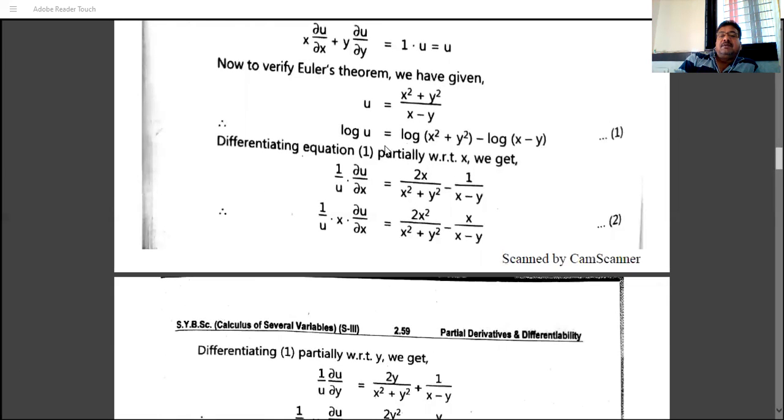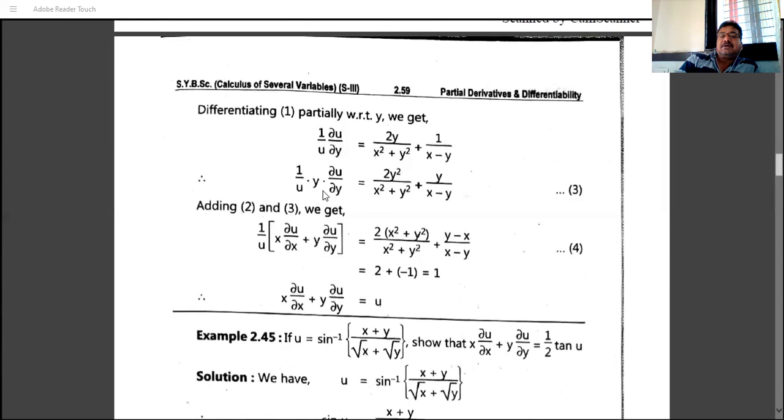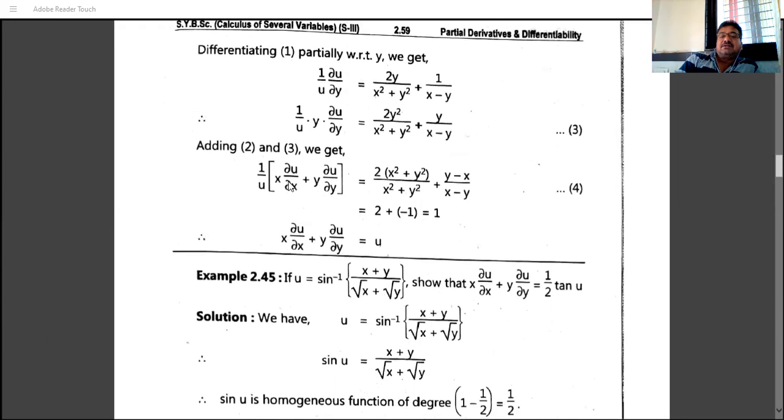For the purpose of the partial derivative, take log of both sides. So instead of taking the derivative with respect to x and y directly of this u, we take the log of both sides and then find the derivative. That is, we have 1 by x square plus y square into the derivative of x square plus y square, which is 2x, 1 by x minus y. And then multiply by x. So x into x square here is x. Similarly, we have the derivative with respect to y, and then multiply by y. And taking the addition of 2 and 3, we have this answer.